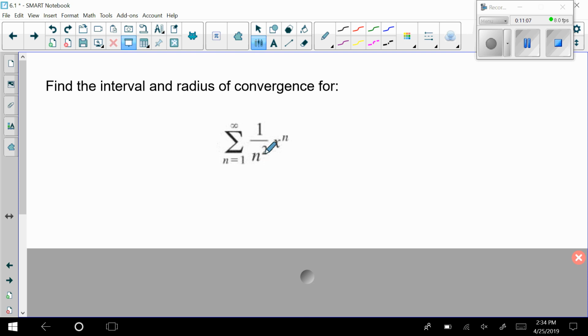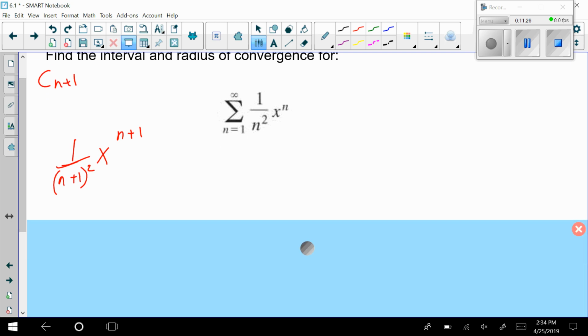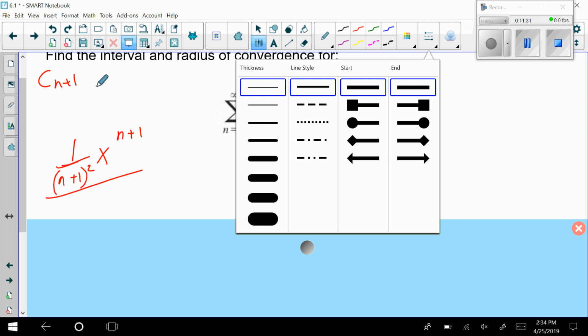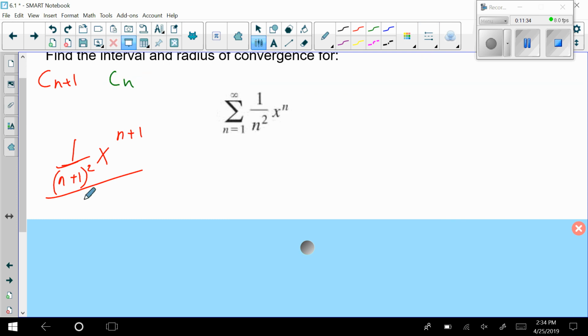so I'm getting c sub n plus 1. Here I need 1 over (n plus 1) squared, times x to the n plus 1. This first one, the red one, is c sub n plus 1, which I saw on the top. It's supposed to be divided by c sub n, which would be 1 over n squared times x to the n. Which is just whatever this is.